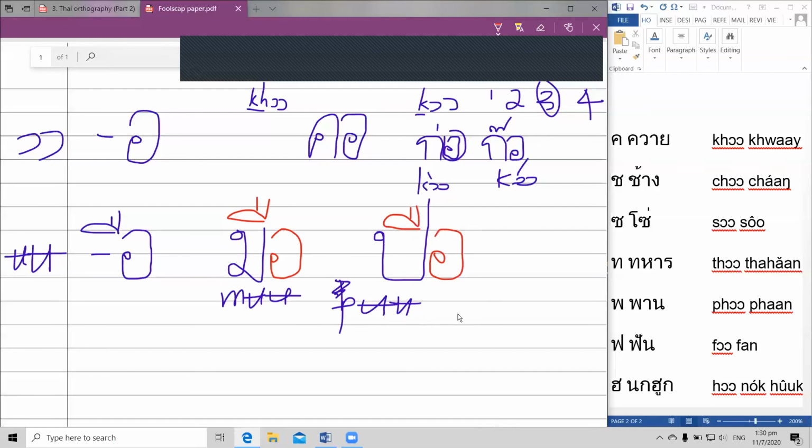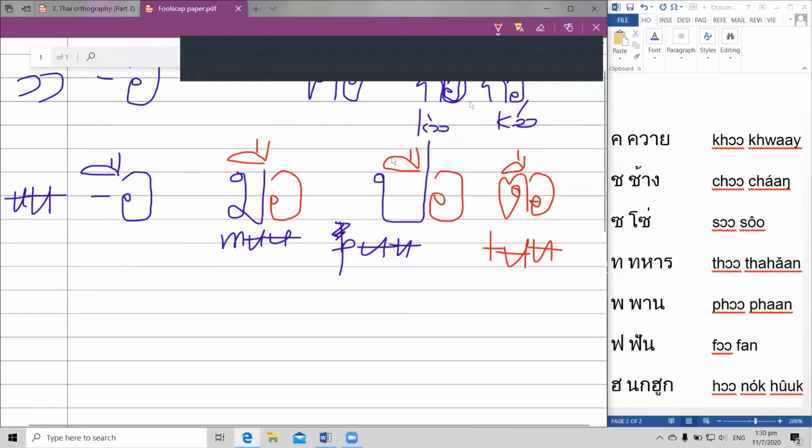So if you want to say tu, how are you going to write tu? You need to write to tau, and then sara. This is how you write tu. Next, we go to the next vowel.